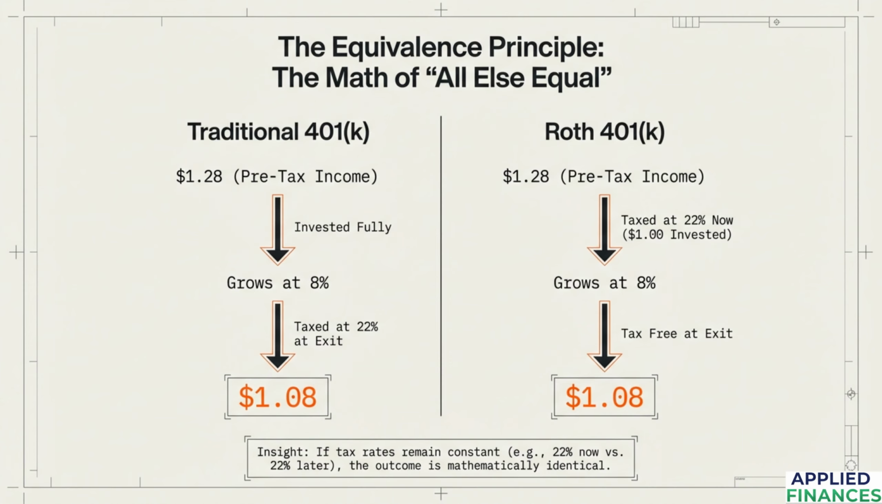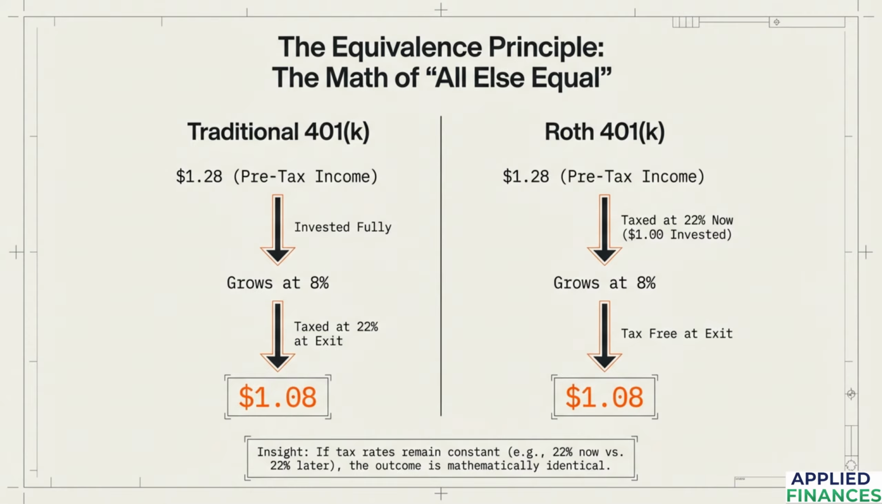To understand the complexity of tax strategy, we must first establish a baseline using the equivalence principle. This principle illustrates the math of all else being equal. Imagine you have $1.28 in pre-tax income. In a traditional 401k scenario, you invest that full amount today. If it grows at 8% and is taxed at 22%, when you withdraw it at the exit point, you are left with $1.08.